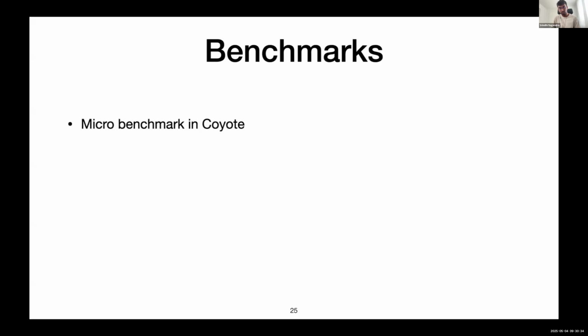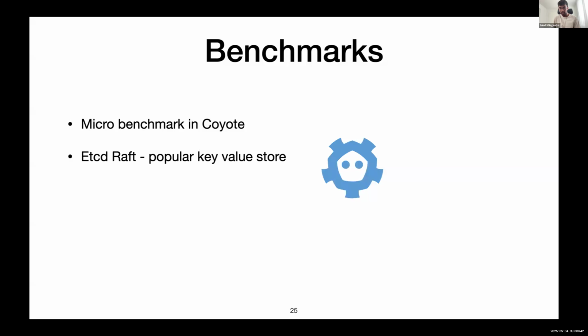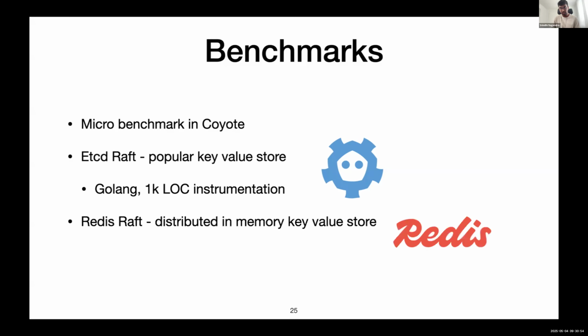So we tested it out on different benchmarks. We wrote a micro benchmark in Coyote, the framework that I initially spoke about. And we tested etcd, which is a popular key value store. Some of you might be aware of this. It's written in Golang. It has a small footprint, but it is hugely influential and popular. And we also tested Redis Raft. This is not so actively maintained, but it was trying to extend Redis using Raft for different processes to be able to run Redis on different processes. It was written in C. We were able to instrument it.